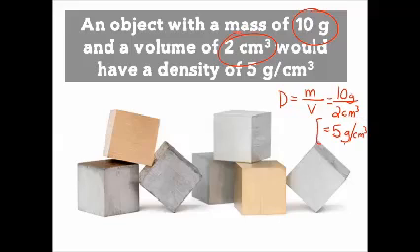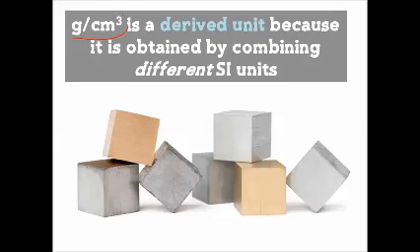Now that's a really funky unit, grams per centimeters cubed. What that's called is a derived unit, because it was made by taking the unit of mass and the unit of volume and putting them together. A derived unit is called that because it's derived from different SI units. There's all sorts of derived units in physical science, which we'll get to later, but these are not base units, they're derived units.